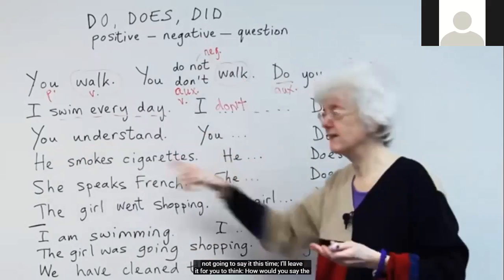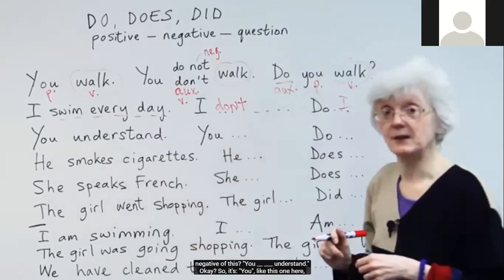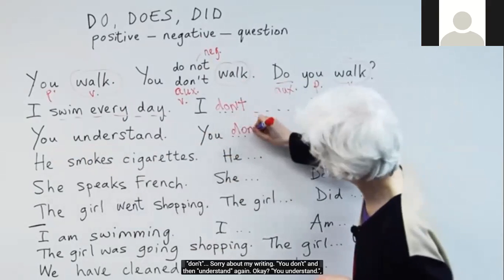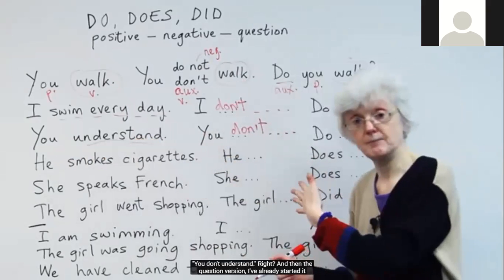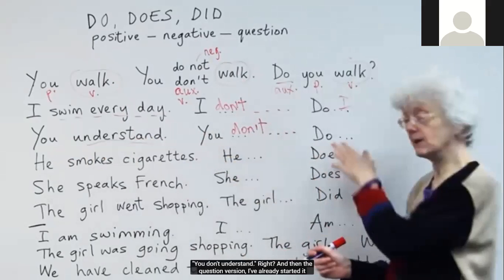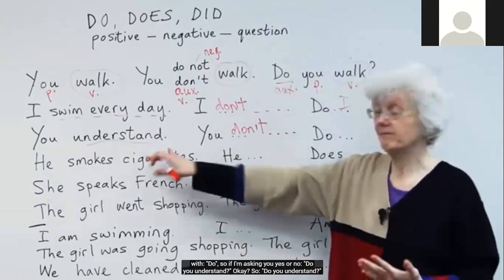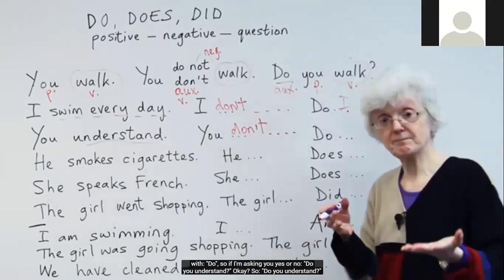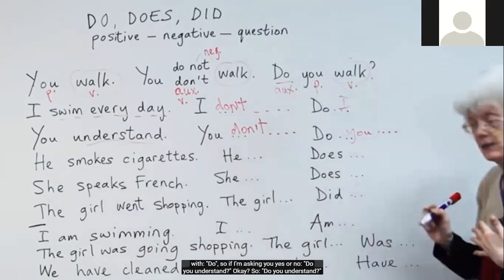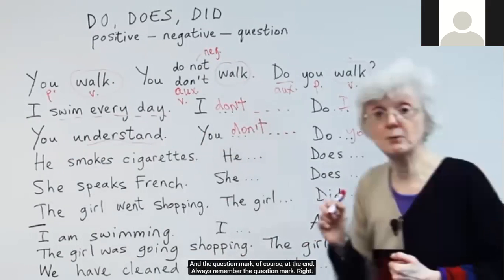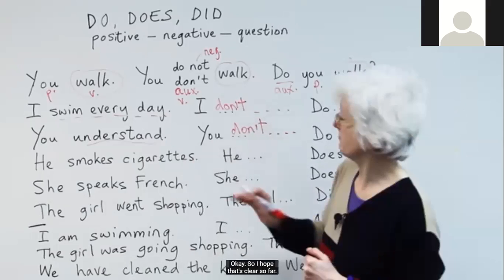You don't understand, right? And then the question version: if I ask you, yes or no, do you understand? Okay, so do you understand? And the question mark. I hope it's clear so far.